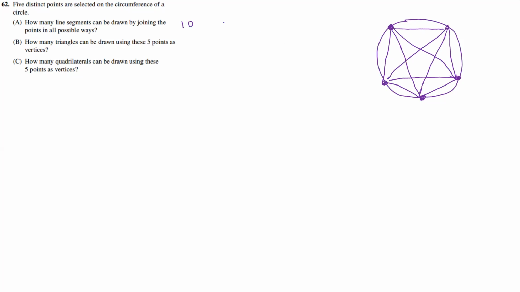Now, how would we actually do this in reality? Well, it doesn't really matter what order we do these. What we have is 5 points and we're choosing two of them. So 5C2, well, we just said that was 10 because we already figured that one out.